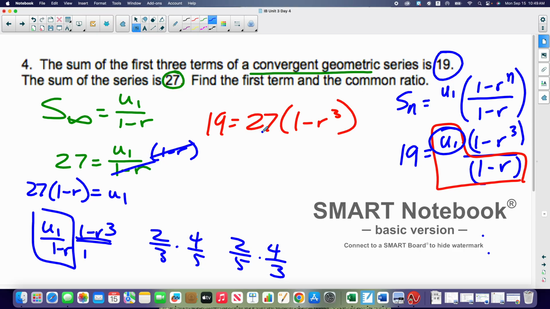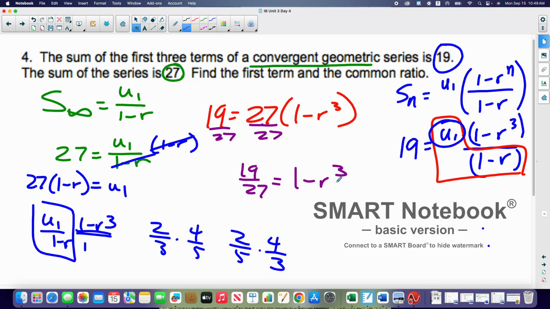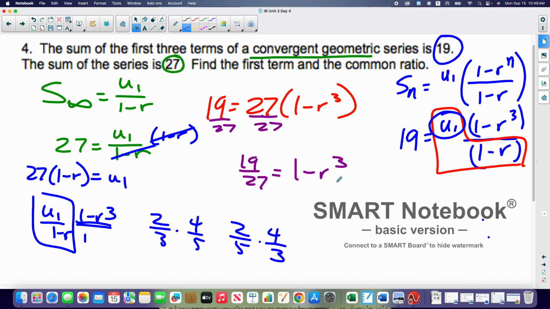What would be your next piece? What would you do? Divide by 27. I'd probably divide by 27. I think that's the most efficient way. Divide by 27, divide by 27. Some of you are going, I don't like the way that looks. That's fine. Just leave it like that for now. So divide by that. Now what?